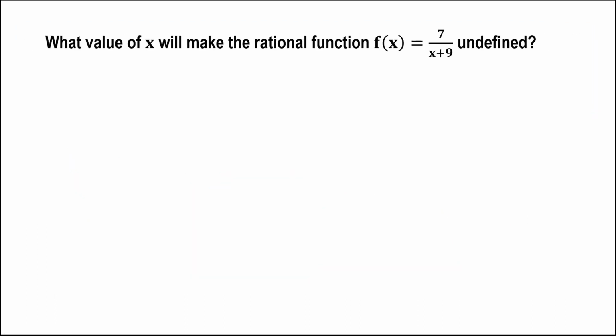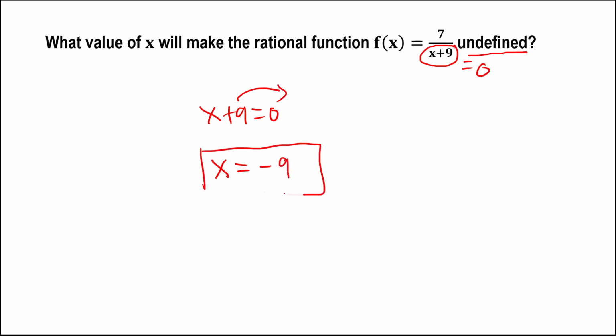Then for the next problem, given is a rational function. What is the value of x that will make the rational function undefined? So take note that the rational function becomes undefined if the denominator becomes 0. So we have x plus 9 equals 0. Therefore x equals negative 9.